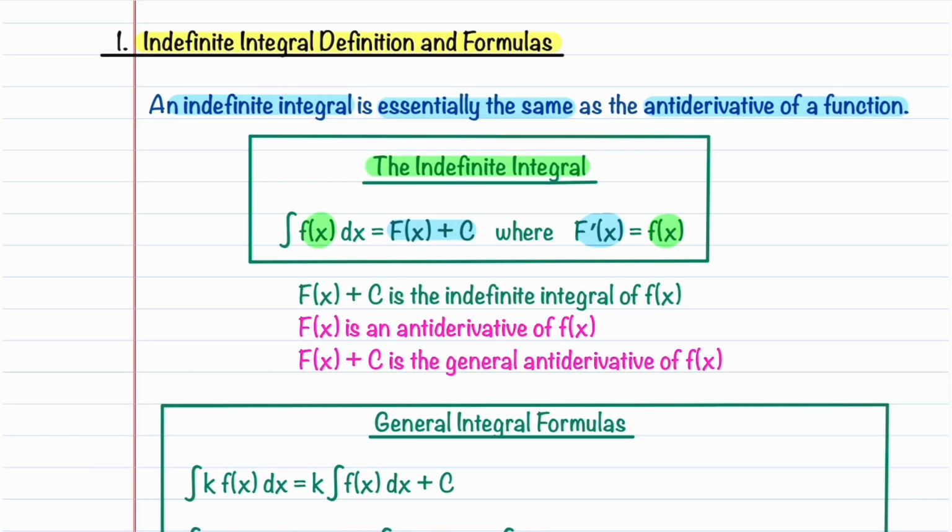Let's now see how this relates to antiderivatives. The function capital F of x plus c is the indefinite integral of little f of x. Capital F of x is an antiderivative of little f of x. Without the c, it's just one of many antiderivatives of little f of x. And then capital F of x plus c is the same as the indefinite integral of little f of x, and it's the general antiderivative of little f of x. So the general antiderivative of little f of x is the same thing as the indefinite integral of little f of x.